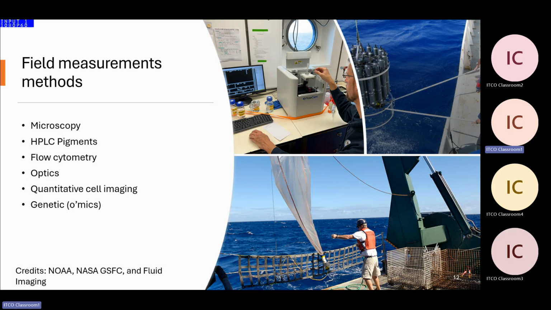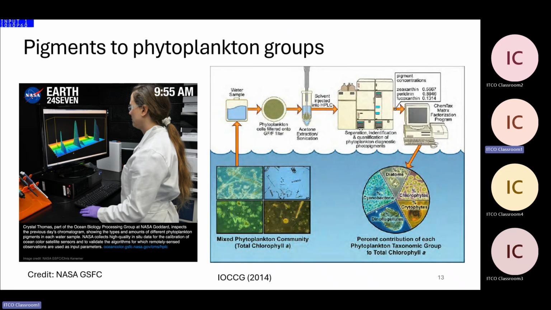So our bread and butter, probably in the last, since SeaWiFS's launch, so the last 25 or 30 years, has been pigment to phytoplankton groups. So we have a technique for looking at total chlorophyll a. Chlorophyll a is the primary or the main photosynthetic pigment that you have in phytoplankton, but phytos also have these other accessory pigments. So they might assist in light harvesting, or they might be photoprotective. And we have a methodology to look at what those accessory pigments are using high performance liquid chromatography.